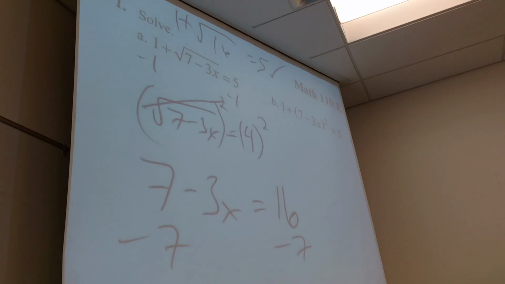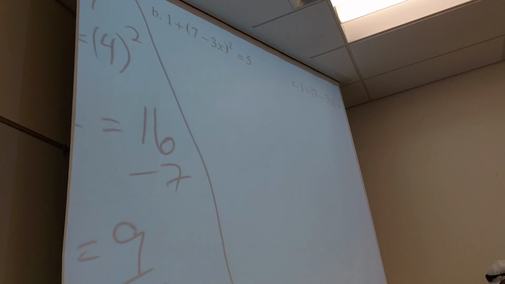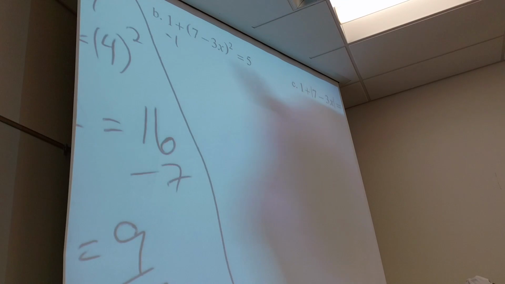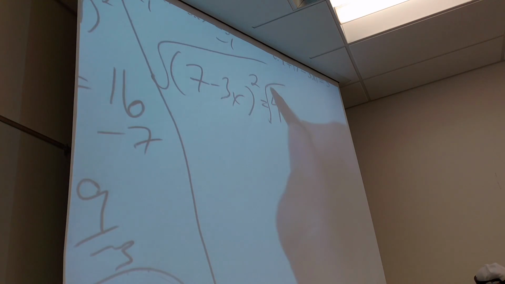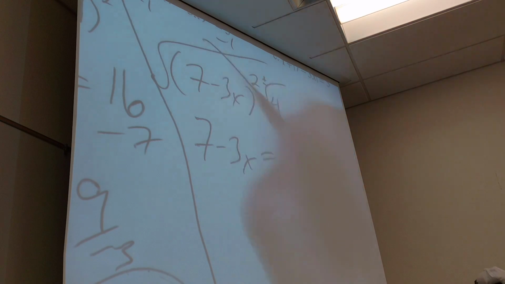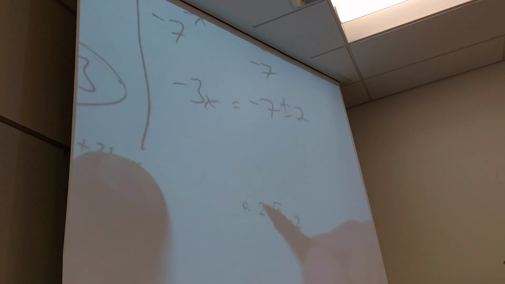All right. Part B, exact same problem, just one twist. So still subtract 1. But now I do what? Square root. Plus or minus. 7 minus 3x equals plus or minus 2. Subtract 7, and divide by negative 3.